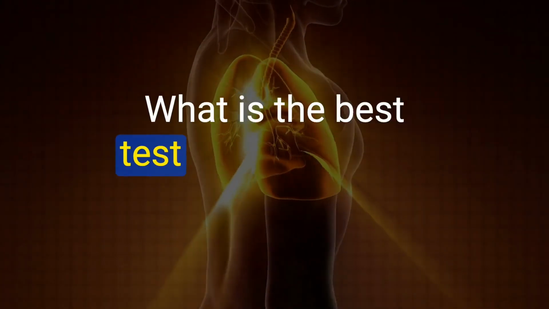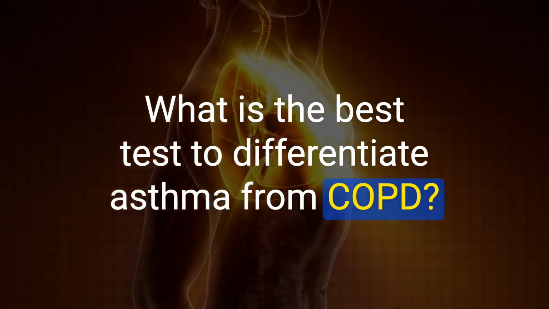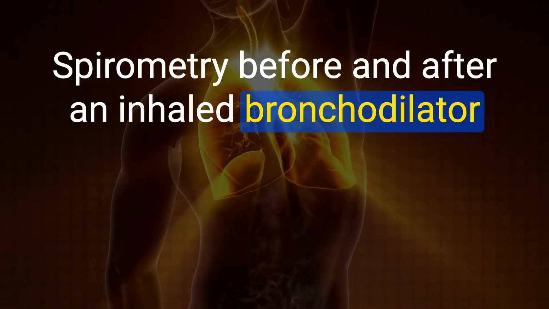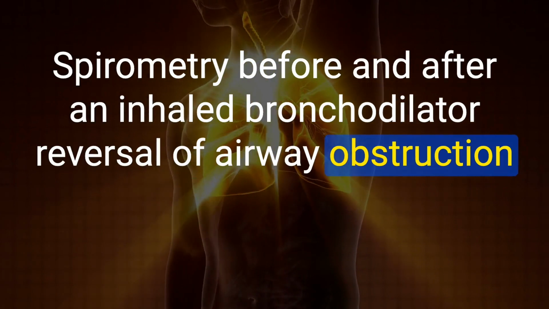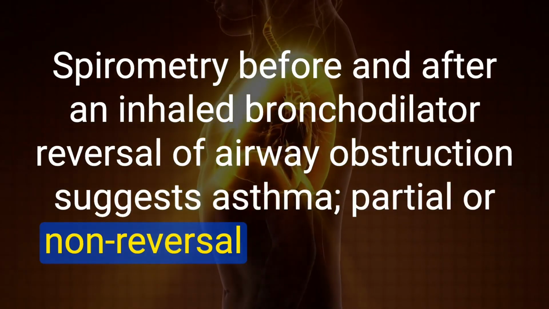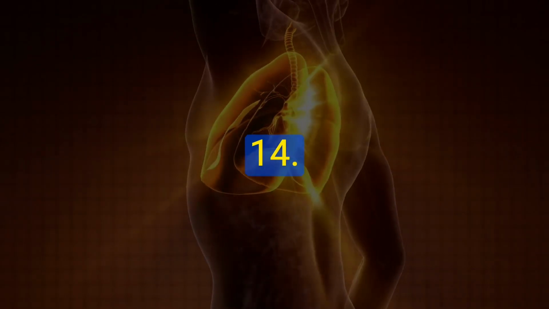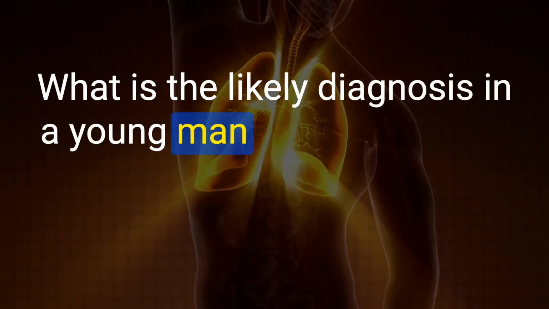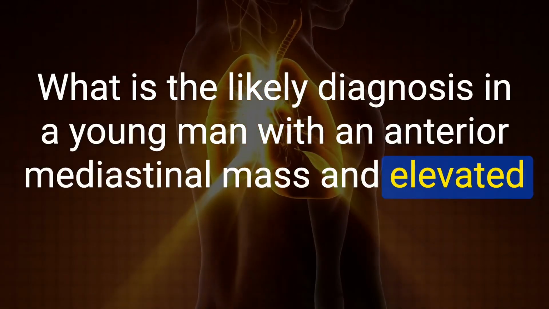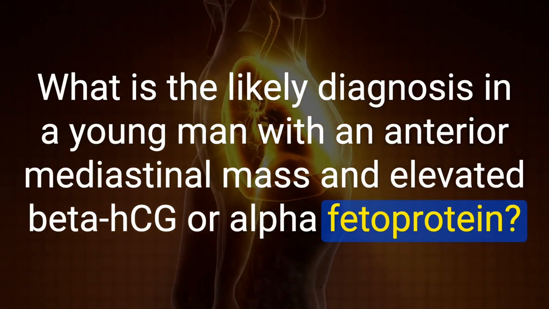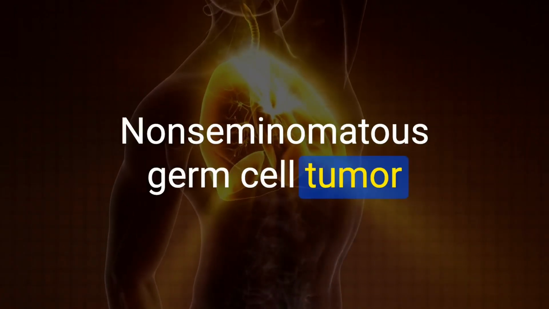13. What is the best test to differentiate asthma from COPD? Spirometry before and after an inhaled bronchodilator. Reversal of airway obstruction suggests asthma. Partial or non-reversal suggests COPD. 14. What is the likely diagnosis in a young man with an anterior mediastinal mass and elevated beta-HCG or alpha-fetoprotein? Non-seminomatous germ cell tumor.